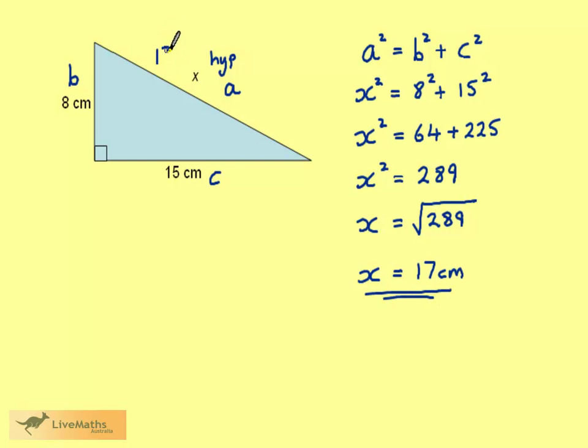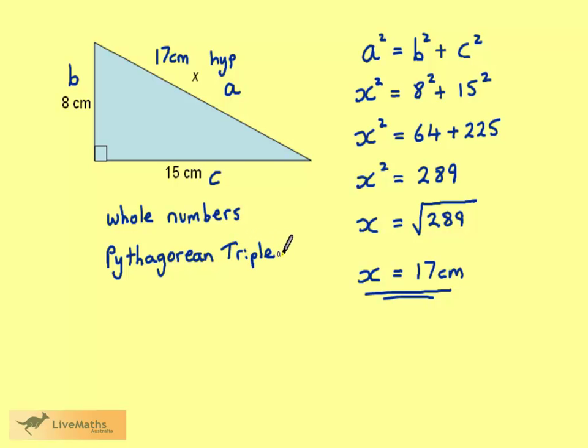Note here that all three sides were whole numbers, 8, 15, and 17. If we have a situation where all three sides are whole numbers, these whole numbers are known as a Pythagorean triple. So 8, 15, 17 is an example of a Pythagorean triple.